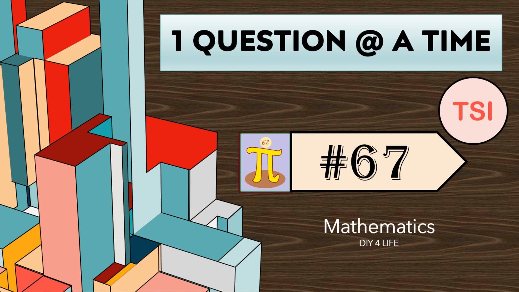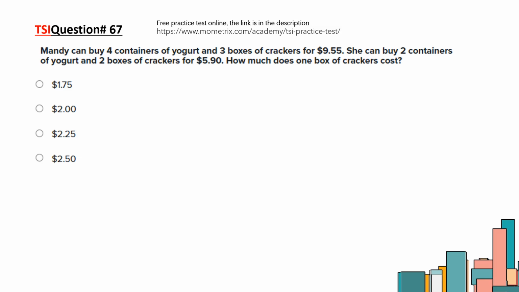Question number 67. Mandy can buy 4 containers of yogurt and 3 boxes of crackers for $9.55. She can buy 2 containers of yogurt and 2 boxes of crackers for $5.90. How much does 1 box of crackers cost?